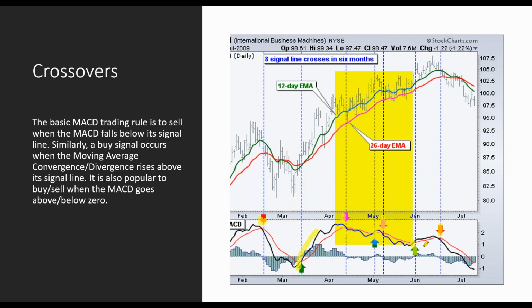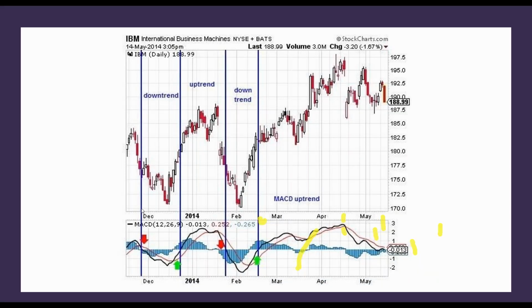I just want to get these markings off the chart here. Sorry about that. Okay.